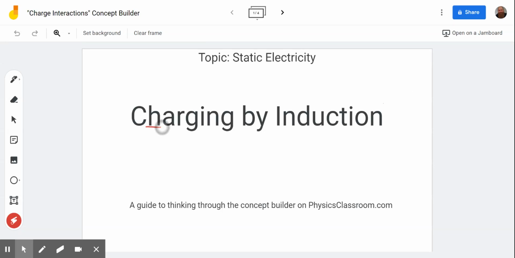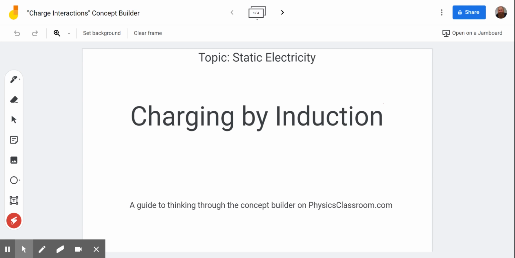Today we're going to be looking at charging by induction, which is a concept builder on physicsclassroom.com. The topic for this is static electricity. That's kind of like the unit. This concept builder builds heavily upon polarization. So if you have not seen polarization, I'll recommend that.